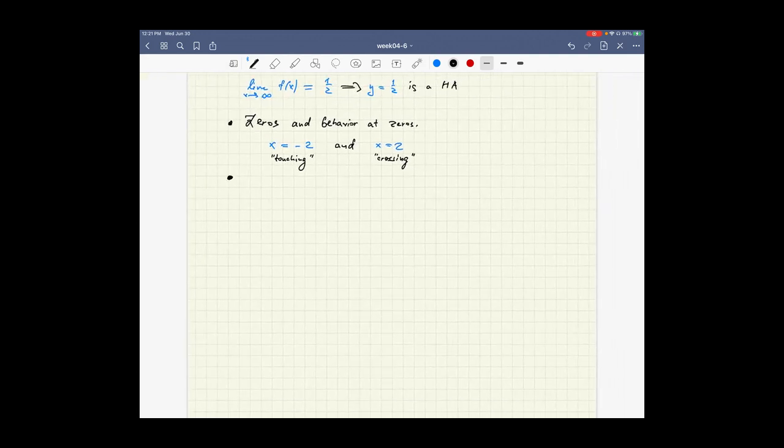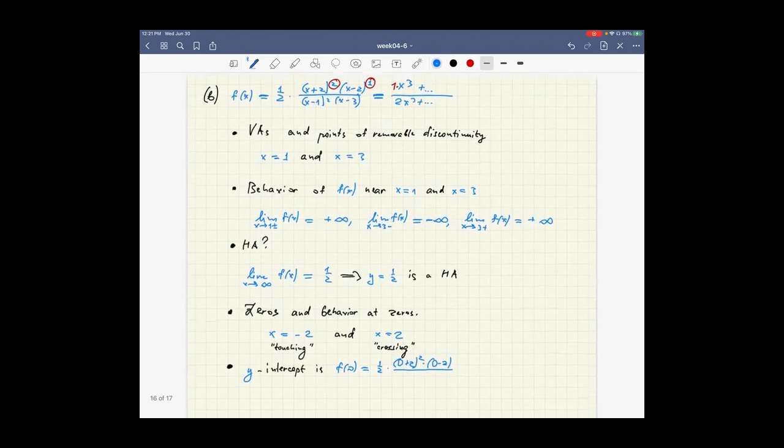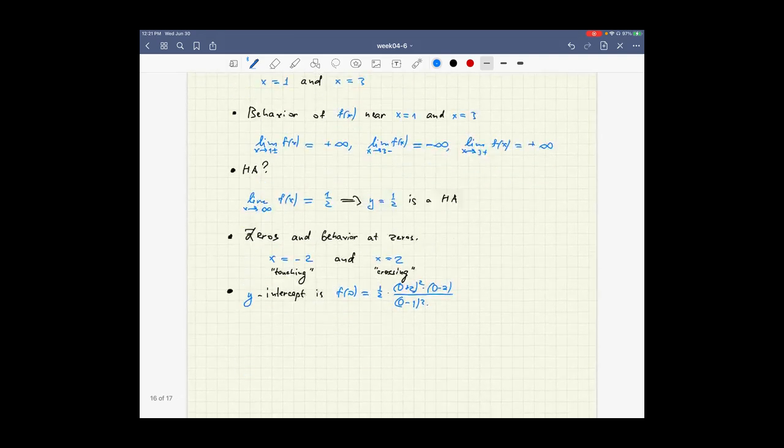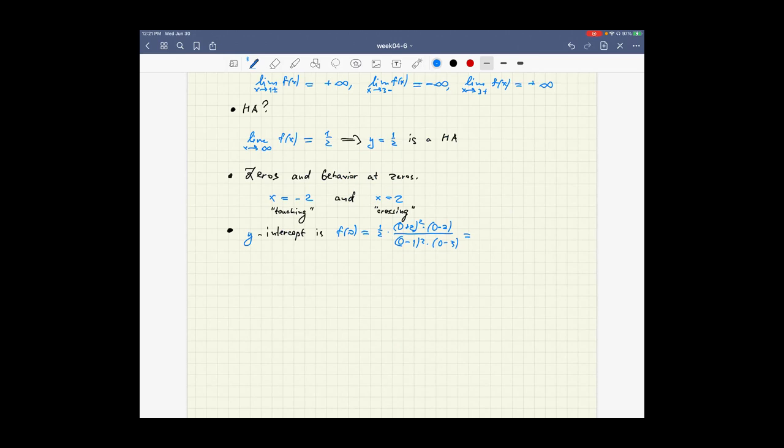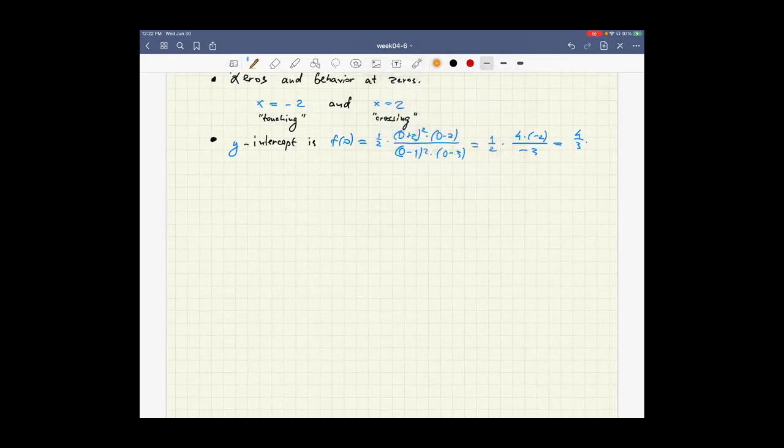Now, the y-intercept is one half times two squared times 0 minus 2 over 0 minus 1 squared, 0 minus 3. That's 1 half times 4 times negative 2 over negative 3. And that is 4/3. So this information, I believe, should be enough to draw the graph, or at least a sketch.